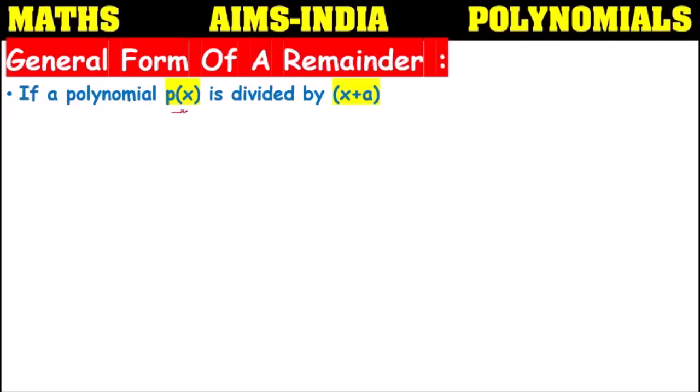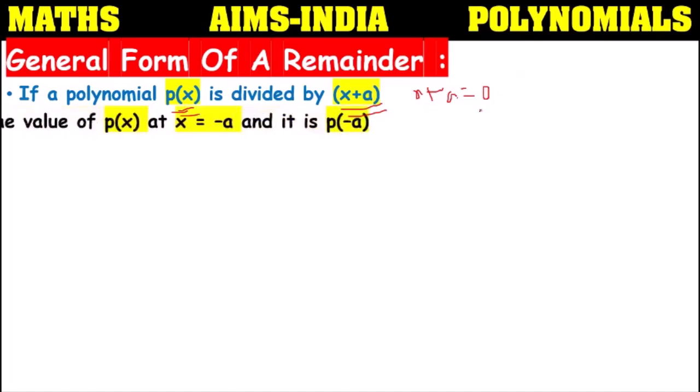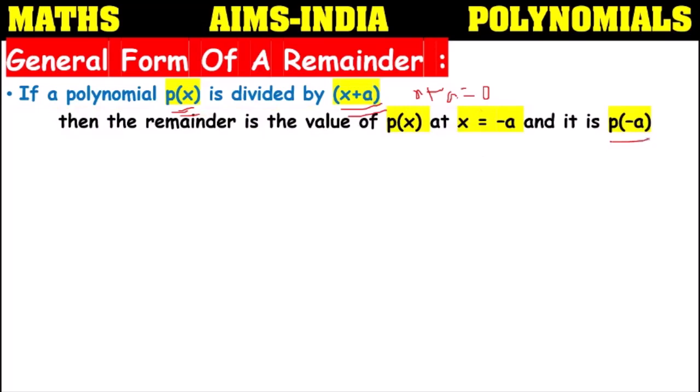So p of x divided by x plus a. Then what is the remainder? You have to assume that this x plus a is equal to 0. Then what will be the value of x? This plus a will go to that side, it will become minus a. So the remainder will be p of minus a. So p of minus a means this polynomial has its remainder value at the variable x equal to minus a. We will get its value if we keep x equal to minus a everywhere in the polynomial.